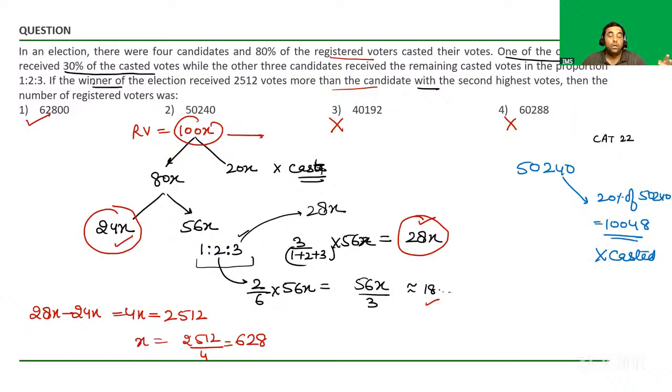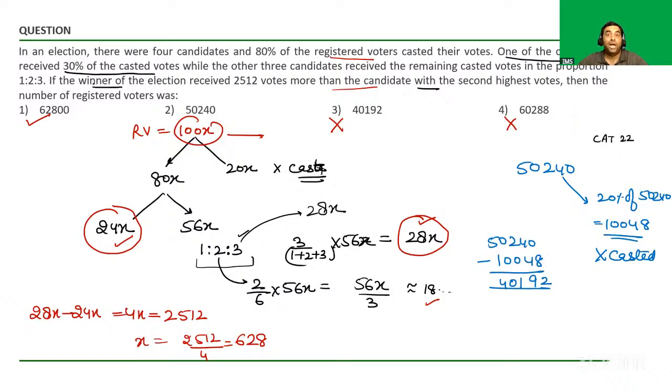So therefore, the number of people who have casted their vote is going to be 50,240 minus 10,048. And if you subtract it, it comes out to be 40,192. I hope it's clear. What I've done is, from the total number of registered voters, by picking up that option, I know 20% have not casted. So therefore, the number of people who have casted their vote is going to be 40,192.